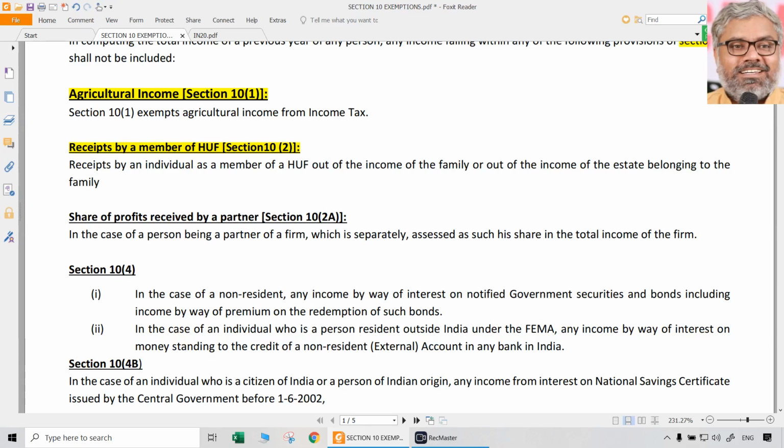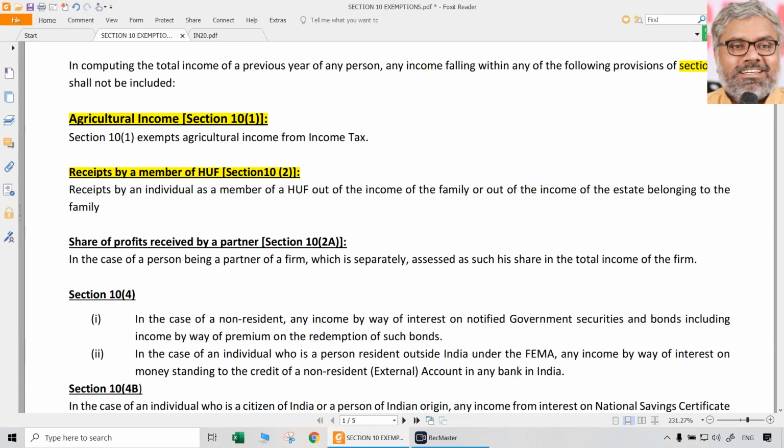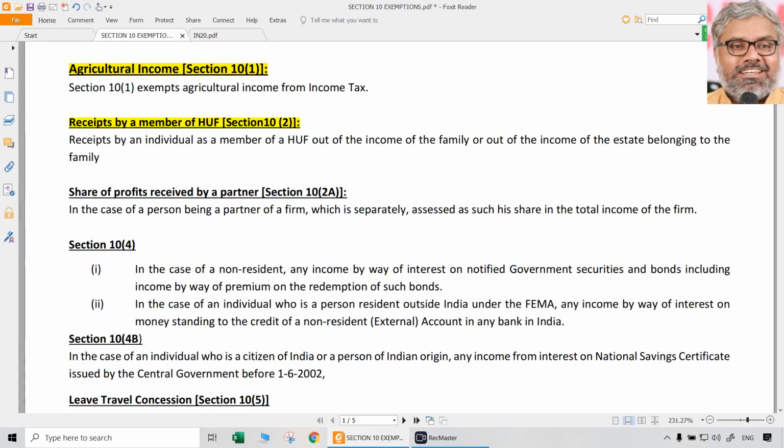So receipts by an individual as a member of HUF out of the income of the family or out of the income of the estate belonging to the family are exempt. These are all exempt, shall not be taxable at all. If any limit is provided in the section, according to that limit, the exemption will be applicable. Otherwise, if nothing is mentioned, the entire income is exempt from tax.